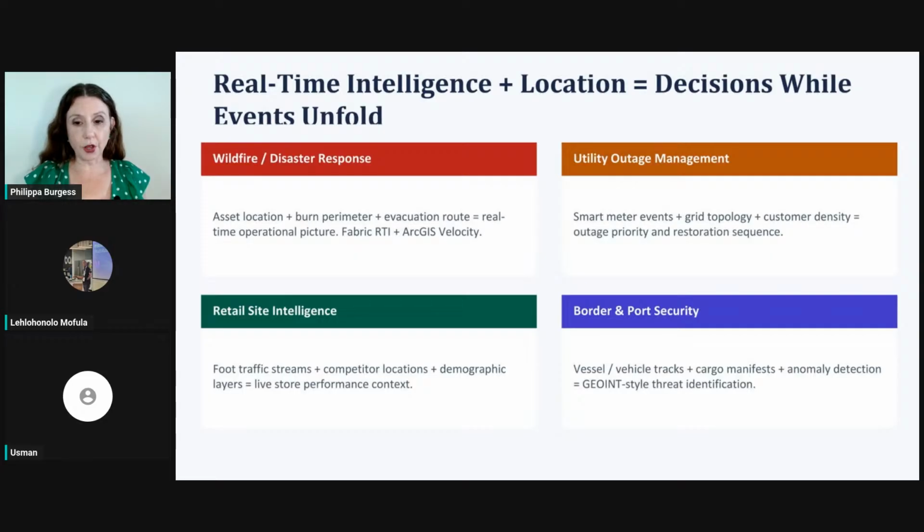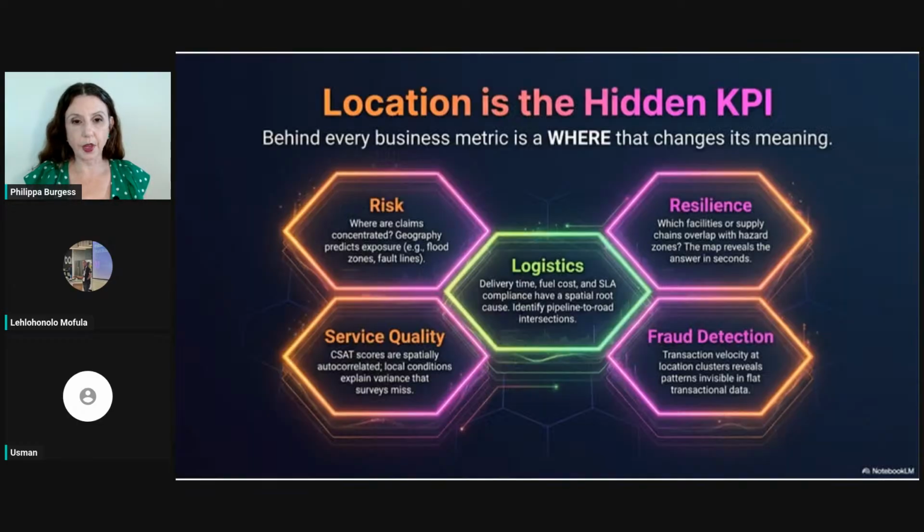So you can look at an outage priority and restoration sequence. You've got real-time site intelligence, so you can look at foot traffic streams, competitor locations, demographic layers. And so now you can have a live store performance context. You can look at border and port security, so vessel and vehicle tracks, cargo manifest, anomaly detections. So now you're getting into GeoInt, which is sort of more like national security, geospatial intelligence style threat identification.